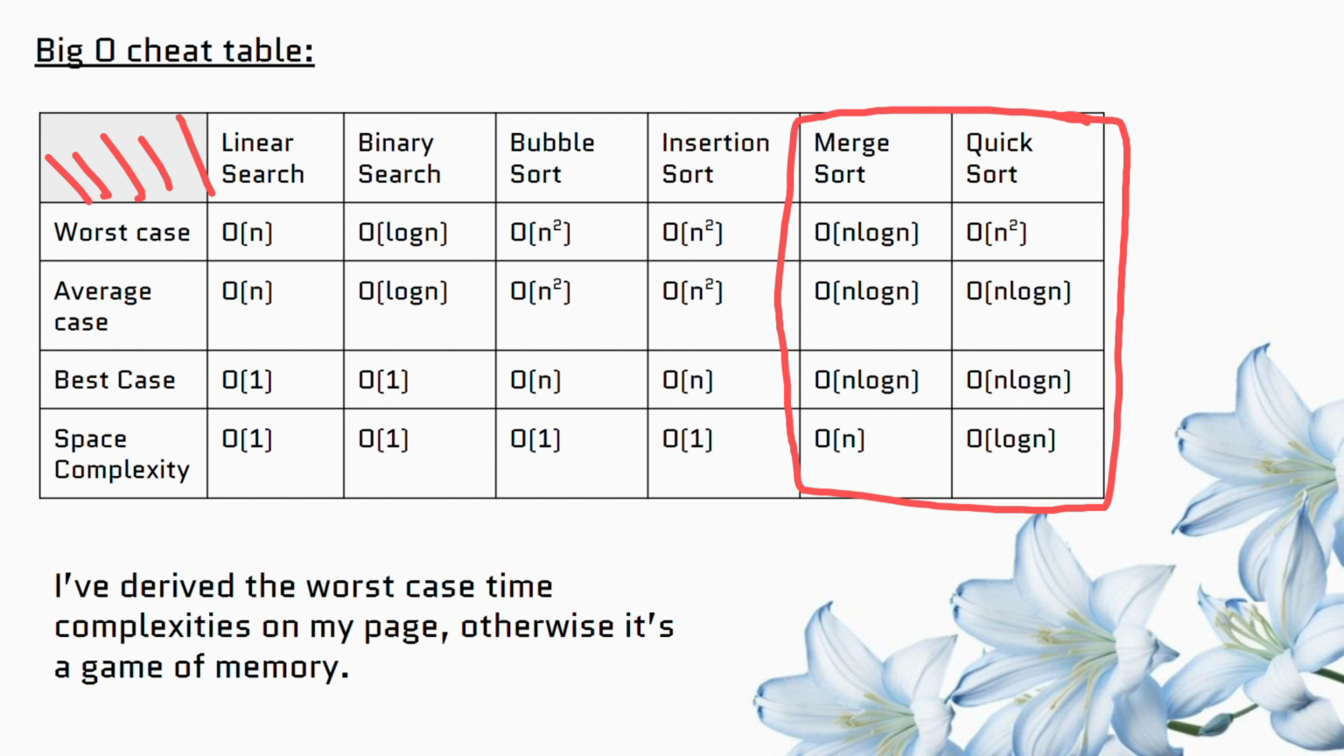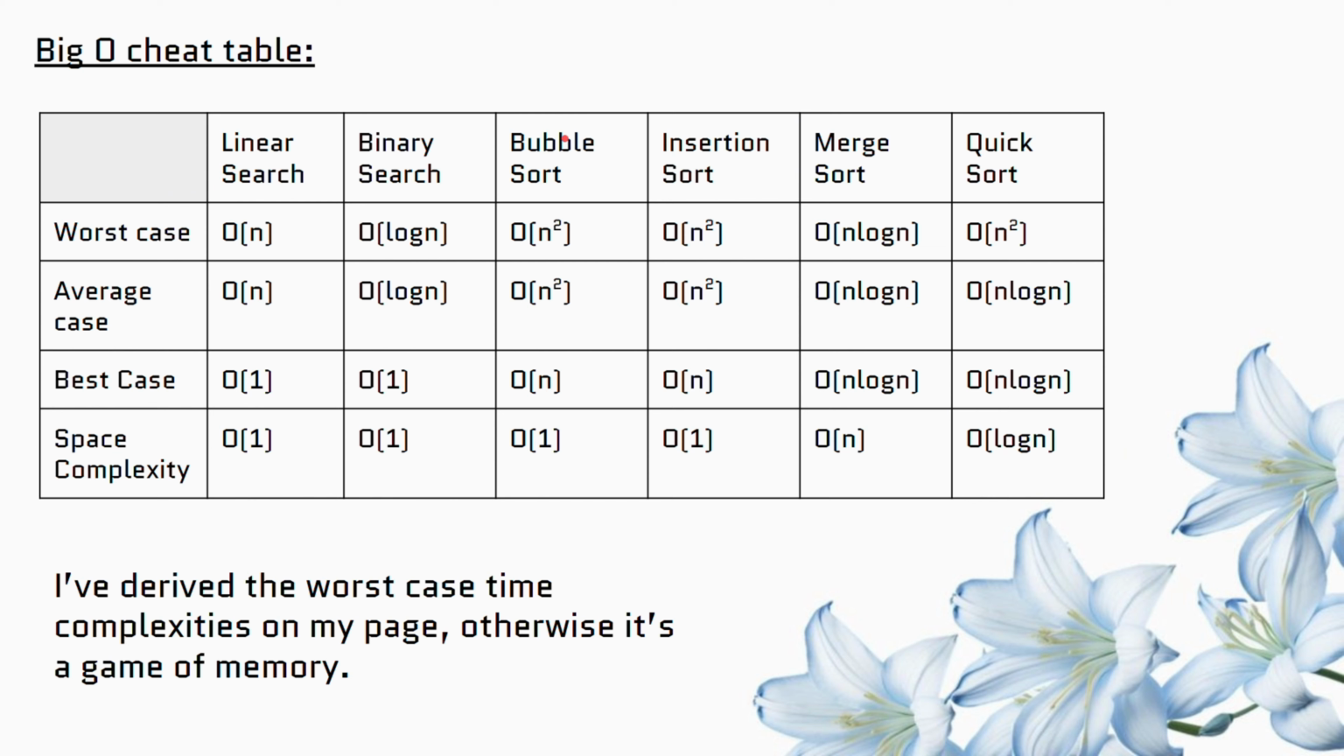Stuff like that. But I'd recommend just memorizing this whole table. I've derived the worst case time complexity on my page if you want to see that. And then otherwise, this is everything you need to know. So what does space complexity actually mean? Because I haven't talked about this.